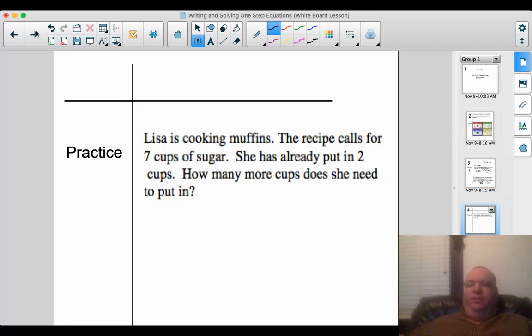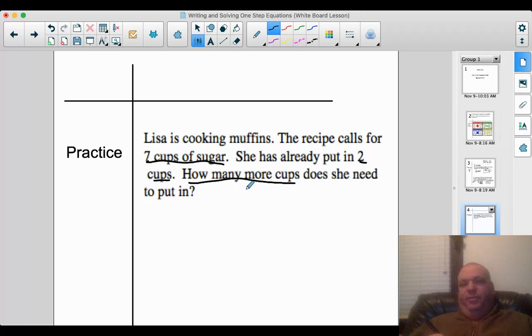All right, here's another one that's super easy if you just look at the numbers, but again, think of the process. The recipe calls for 7 cups. We need 7 cups total. She has already put in 2 cups. How many more cups does she need?